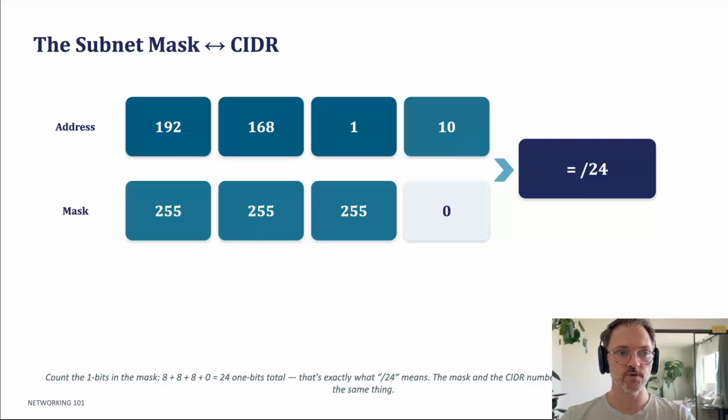In this example, we have the subnet mask of 255.255.255.0. The 255s mark the network bits, and the 0 marks the host bits. The first three octets are the network, and the last is the host.